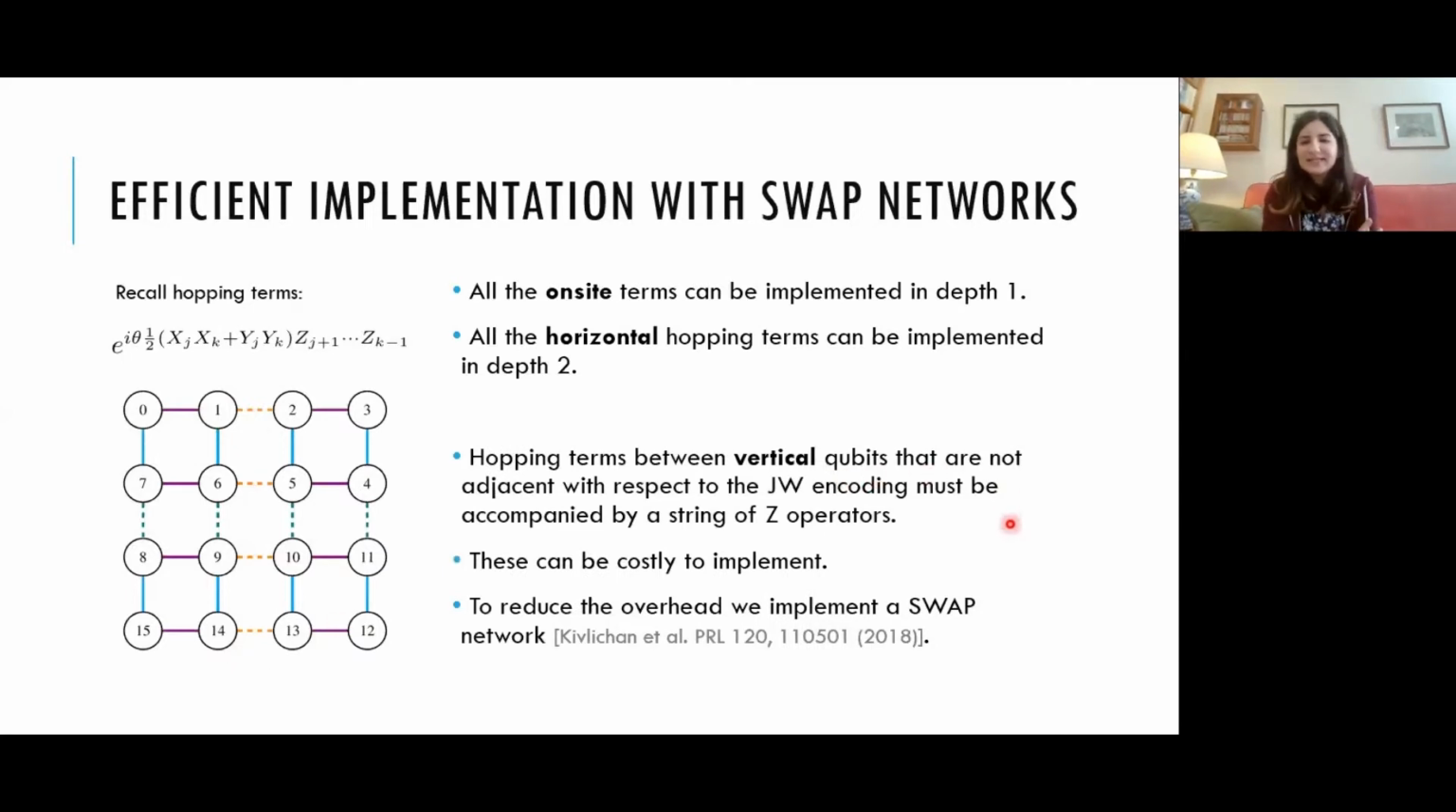What gets a bit more complicated is the vertical hopping terms. So for example, if we wanted to implement this one here between 0 and 7, it's not just a 2-qubit gate, it's now an 8-qubit gate, because you need to apply your XX plus YY interaction here, and then you need to apply a Z string along here. So these can be quite costly to implement, as you can imagine, decomposing an 8-qubit gate to a bunch of 2-qubit gates. So to reduce this overhead, we implement something called a swap network.